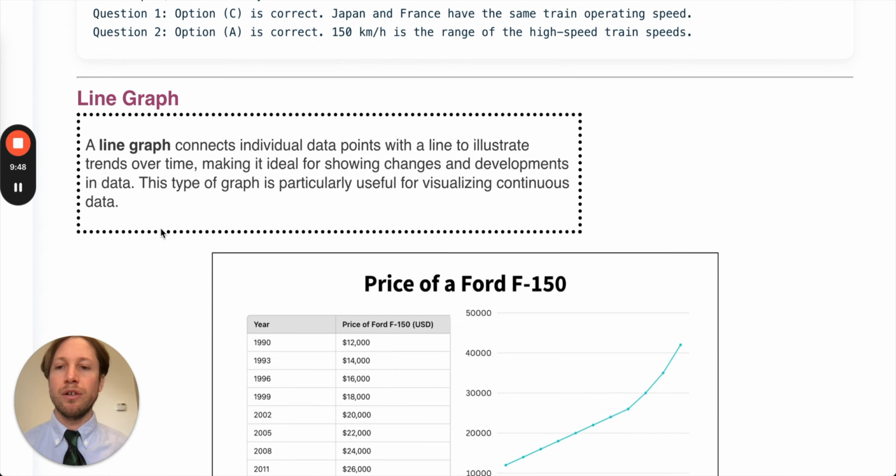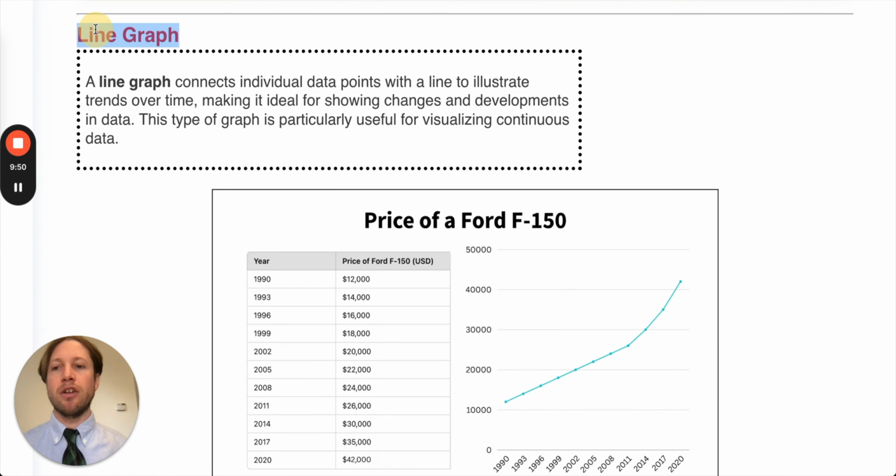Great job so far. Now let's take a look at a line graph. And if you can recall, a line graph is best used to connect individual data points with a line to illustrate trends over time, making it ideal for showing changes and developments in data. This type of graph is particularly useful for visualizing continuous data.